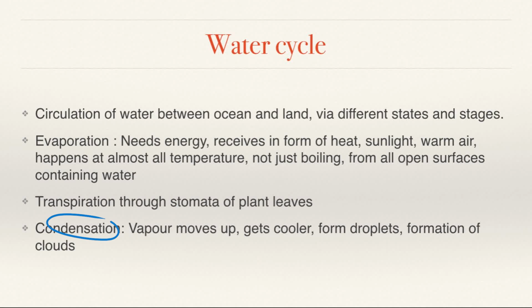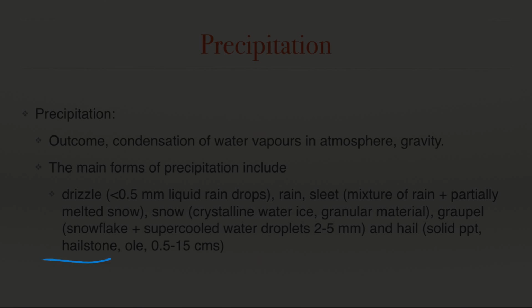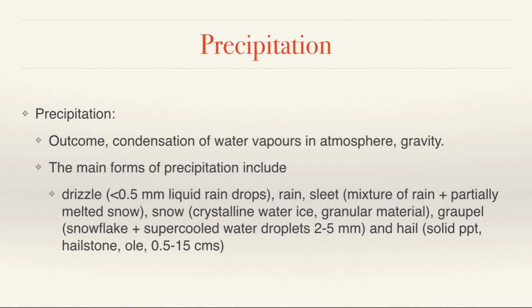Condensation is whenever water vapor encounters a cold temperature so that it cools down and forms droplets. That is condensation. It also happens in the formation of clouds. Precipitation is the outcome of condensation of water vapors in the atmosphere and happens because of gravity. When the droplets become too heavy, they fall.